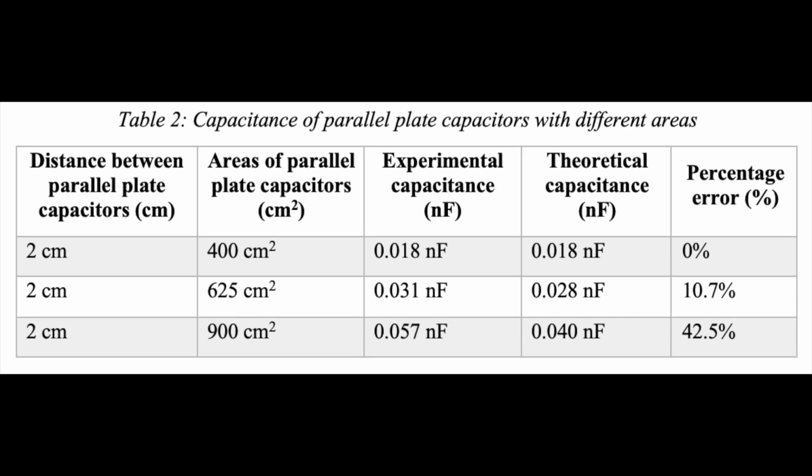In the second experiment, where the plate area was varied, the capacitance increased with larger plate areas. For example, with a plate area of 400 cm², the capacitance was 0.018 nanofarads, while for 900 cm², it increased to 0.057 nanofarads. This aligns with the theoretical prediction that capacitance is directly proportional to plate area. However, higher errors were observed for larger plates, particularly 42.5% for the largest area.